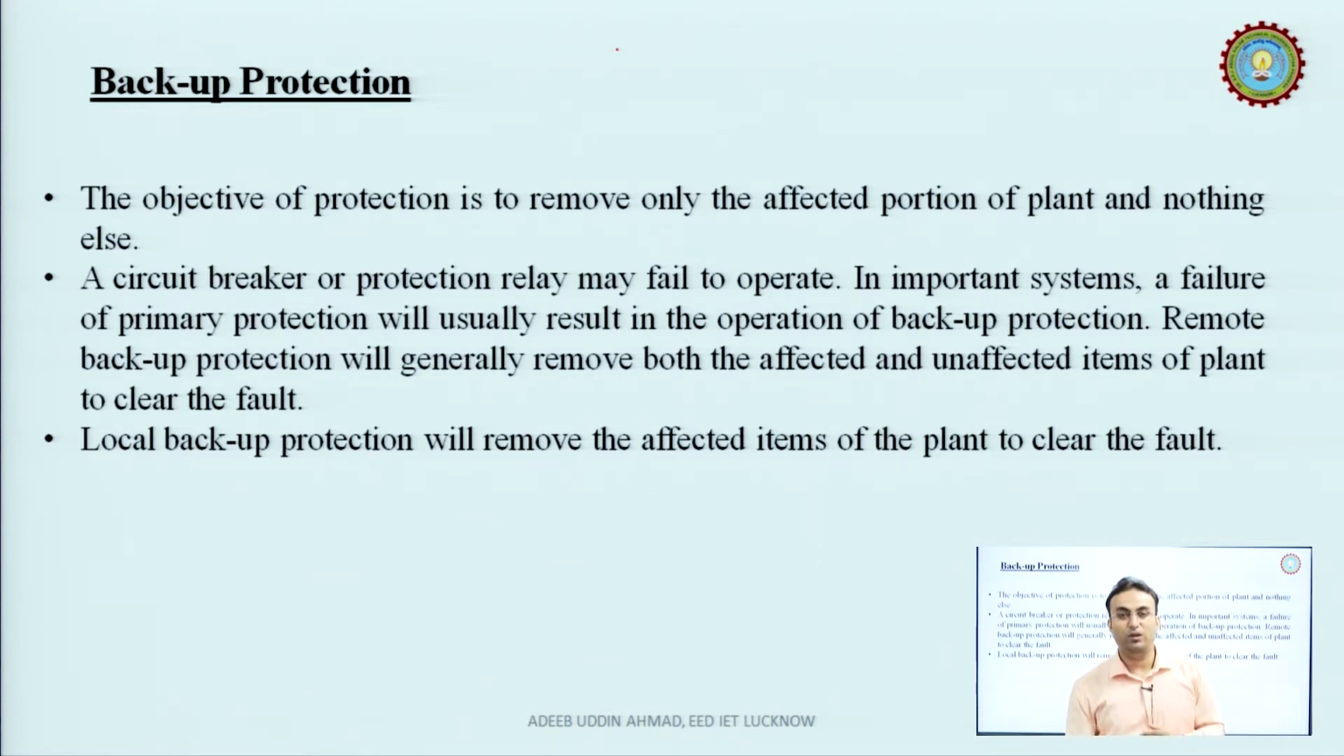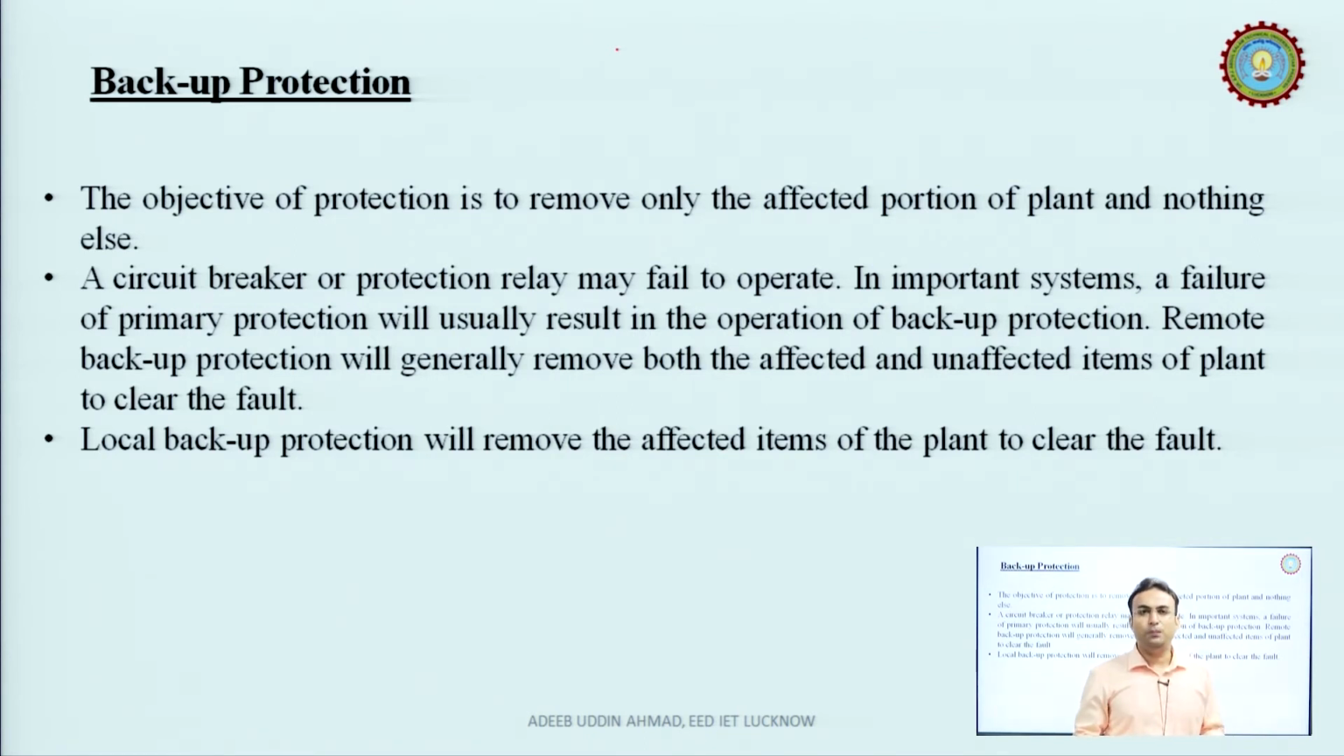Suppose we have a first line of defense. If this line of defense is going to fail for some reason, then we have a second line of defense. This will operate and this will protect our power system. If this line of defense, for example, does not operate, we have another level, another line of defense, and this line of defense will operate. So, we have different types of lines of defense. This secondary line of defense is called the backup protection.